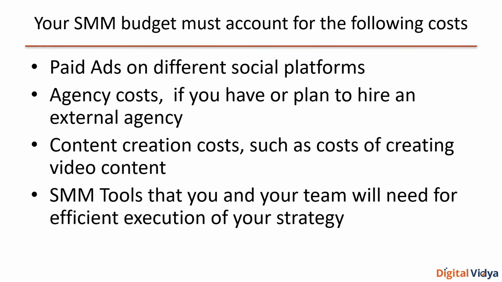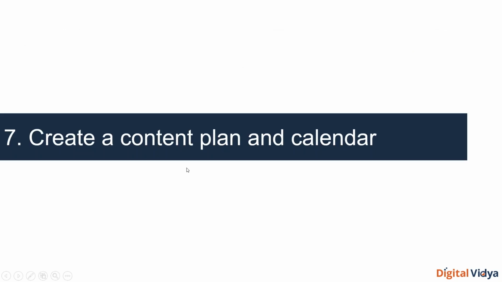So a lot of times when we are budgeting, we only think of paid promotions. We miss out on all the other things, right? You'll miss out on agency costs, content creation costs, tool costs. So when you're budgeting, always keep these in mind, right? Alright, so that's the budget. How do you set a budget and how do you allocate your budgets?